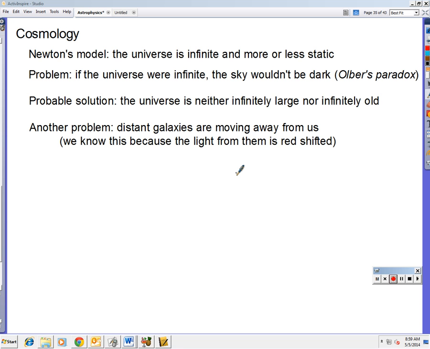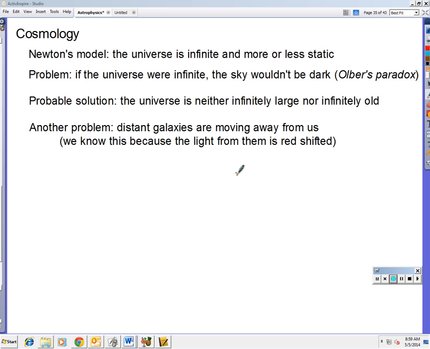just light everywhere. That's referred to as Olbers' paradox, which is actually a lot more complicated than that. If you're interested, I encourage you to Google it. The Wikipedia page on Olbers' paradox is actually really useful. But basically, Olbers' paradox is that if the universe was infinite, the sky wouldn't be dark because there'd be a star everywhere you look.